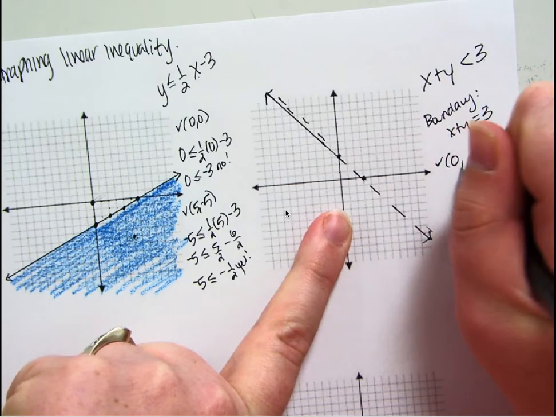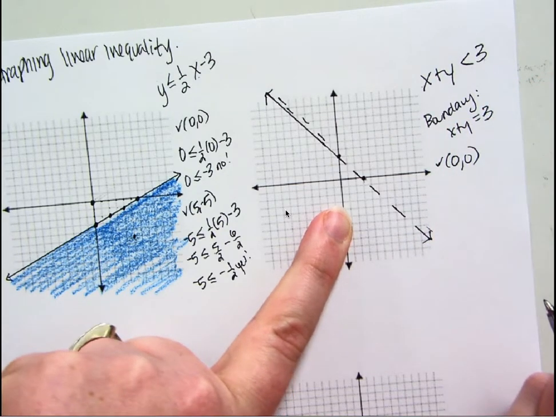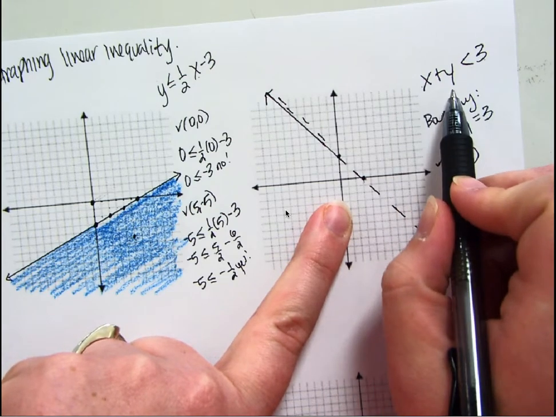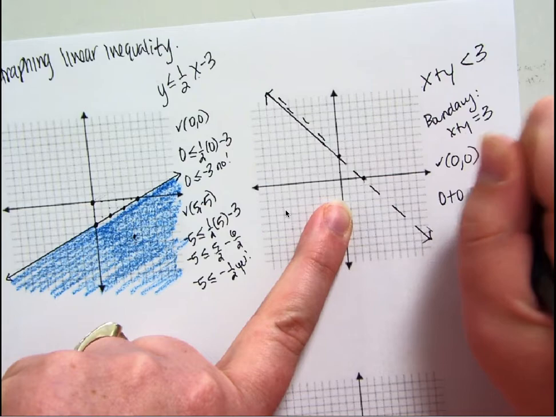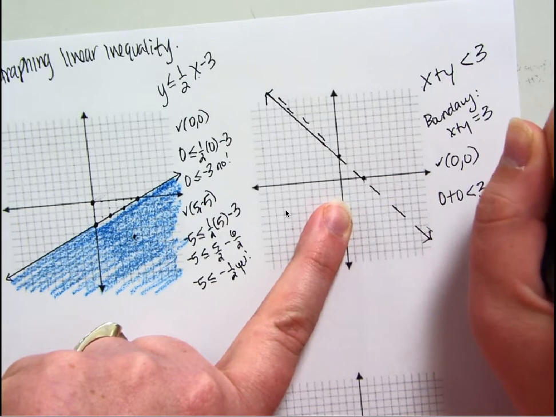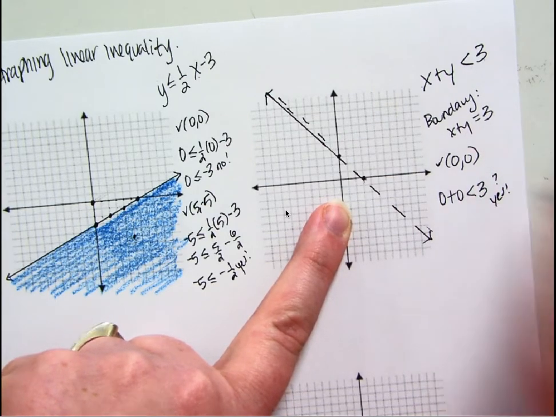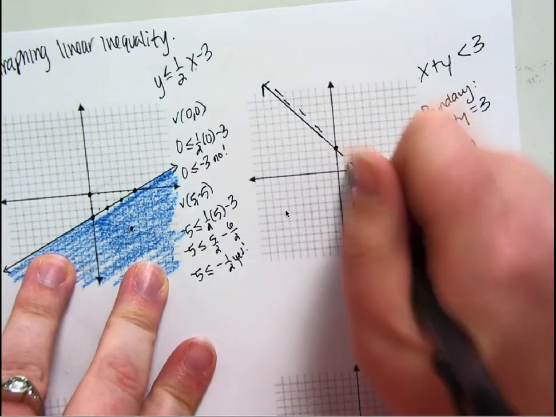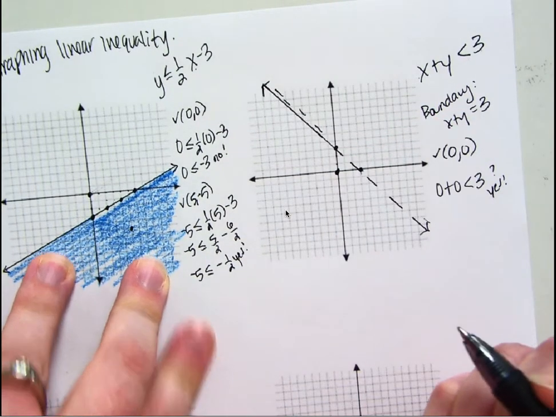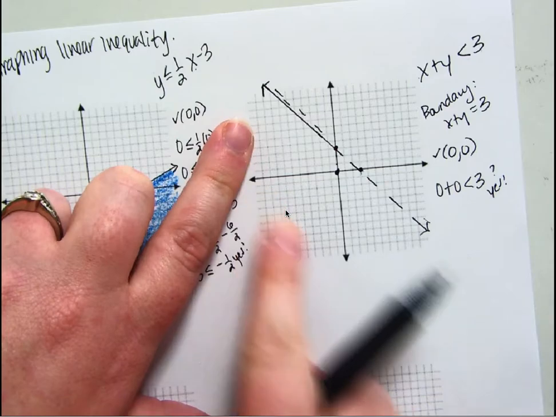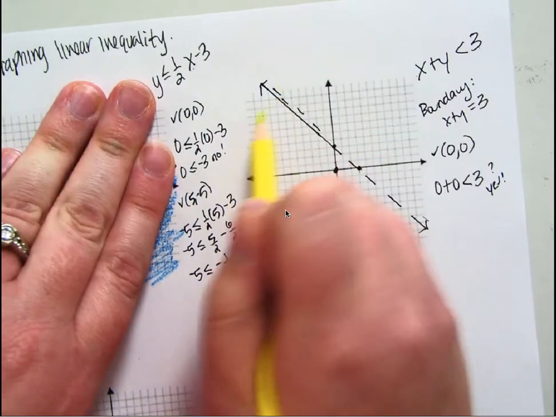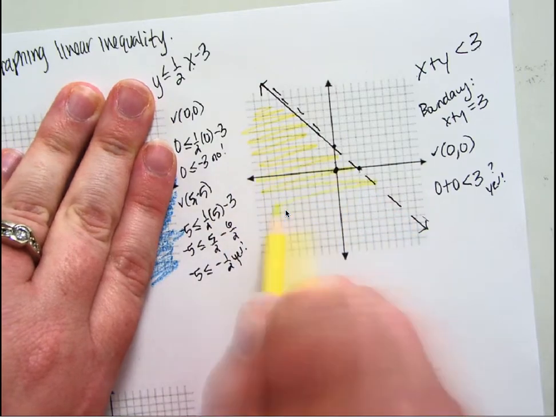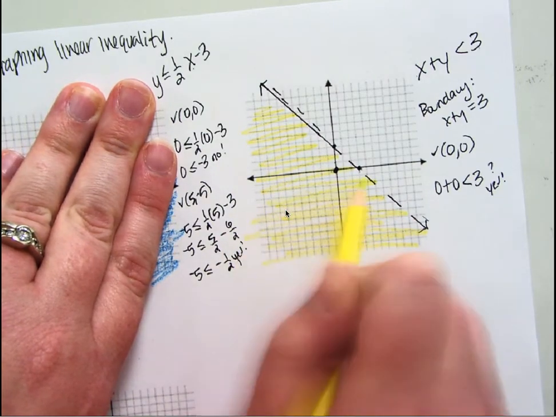My typical go-to point that I check with is 0, 0, and that's because it's the easiest point to plug in. So let's try 0 plus 0. Is that less than 3? Yes, in this case. So I know 0, 0 was a solution to this inequality. All the points on this side of my line are also solutions. So I'm going to shade in that entire side.